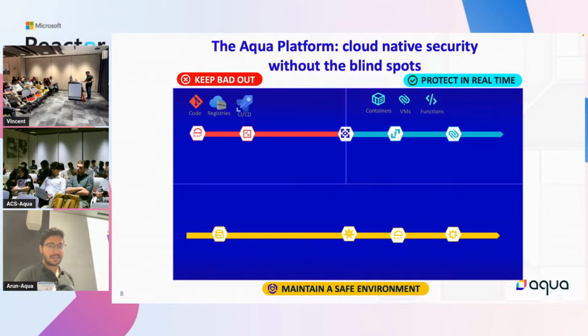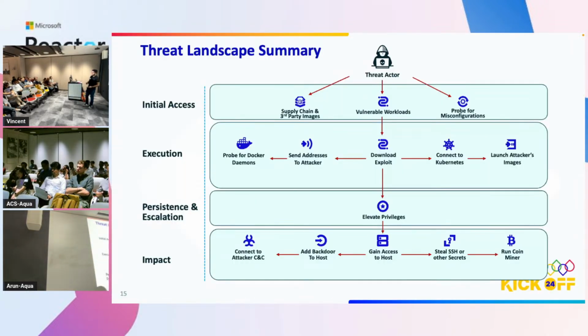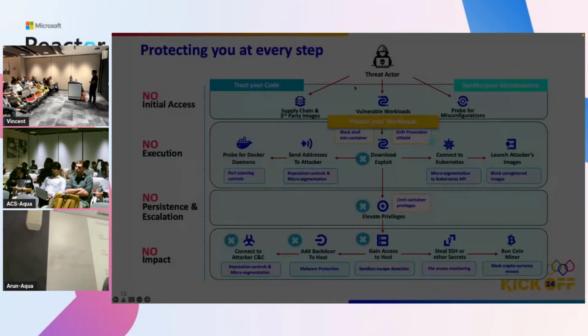So from Aqua's perspective, we understand how a threat actor gains access, how they execute the threat, how they persist and escalate, and then impact the environment. Right? Our runtime protection is built around stopping the entire tool chain. Okay, I only showed you one example today, which is drift prevention, which is a very cool feature, right?